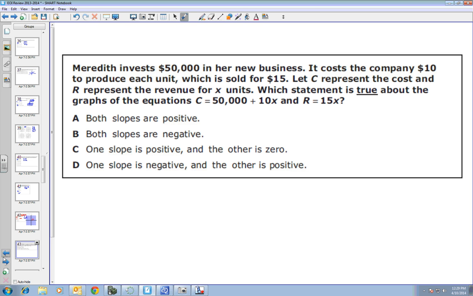So they just gave you two equations. They're asking you what's true. Look at A. Both slopes are positive. So look at my two equations. True or false, are their slopes positive? That's my answer. Which knows my slope? My slope is always the number with the x when it's solved for y. That was easy. We like that. They threw in all those numbers just to make us think it was hard.